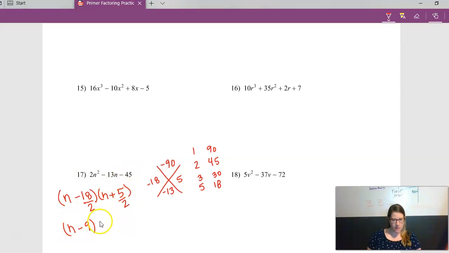Since 2 will not go evenly into 5, I'm going to take that 2 and move it in front of n. So 2n plus 5. So there's our factored form. All right, now let's go back up here a little bit.